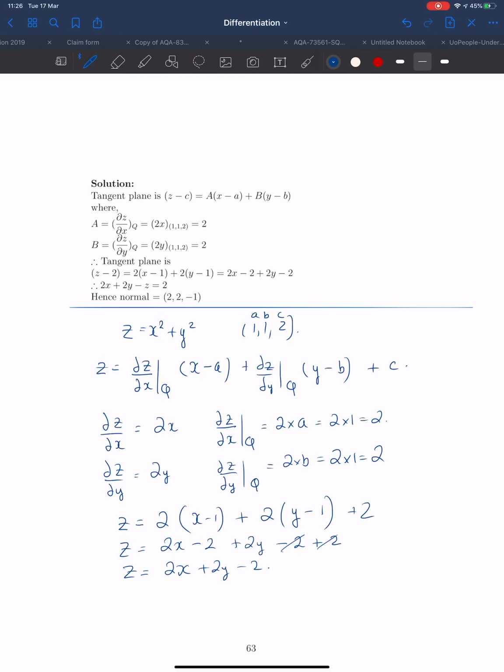And I'll write that down because I'll show you that on this 3D graph plotter I've just found. 2x plus 2y minus 2. The original is z is x squared plus y squared, and the point is 1, 1, 2. And then for the normal, we've got to rearrange this, so we get 2x plus 2y minus z equals 2, because that goes over there and that goes over there. So our normal is therefore 2, 2, minus 1. The coefficients of x, y, z in order.